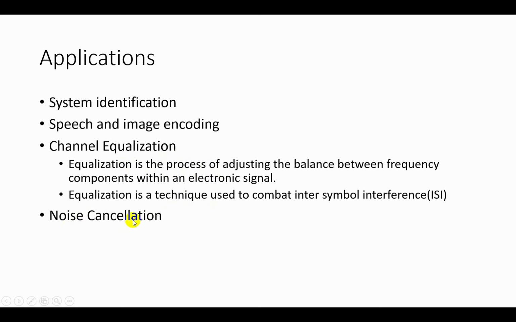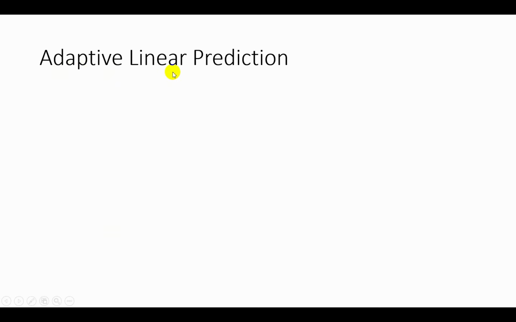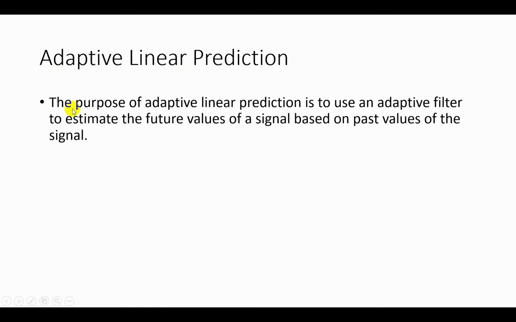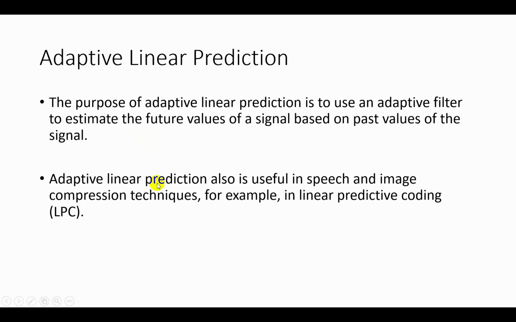Next, for noise cancellation also we can use this adaptive filter. In the environment we have noise with the signal, so we can remove the noise with the help of this adaptive filter. Next we are going to see adaptive linear prediction. The purpose of adaptive linear prediction is to use the adaptive filter to estimate the future values of a signal based on the past values of the signal. Adaptive linear prediction is useful in speech and image compression techniques. For example, in linear predictive coding, we are using this adaptive linear prediction.